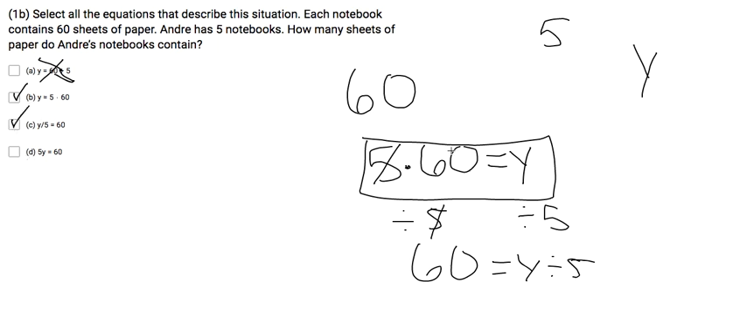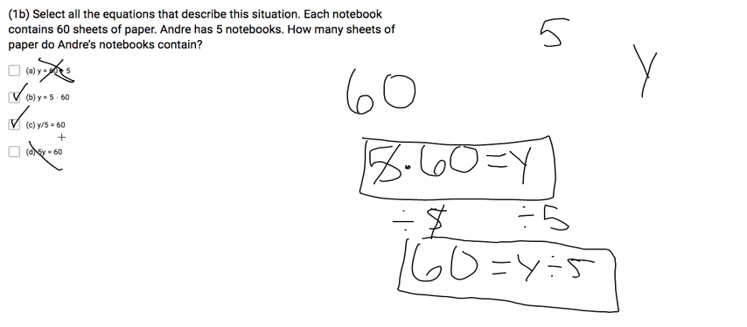This one here, 5y equals 60. Again, if we have y divided by 5 equals 60, and we know that's a correct equation, then y times 5 isn't going to give us the same thing. So we know it's not going to be D either. So our correct answers here are B and C.